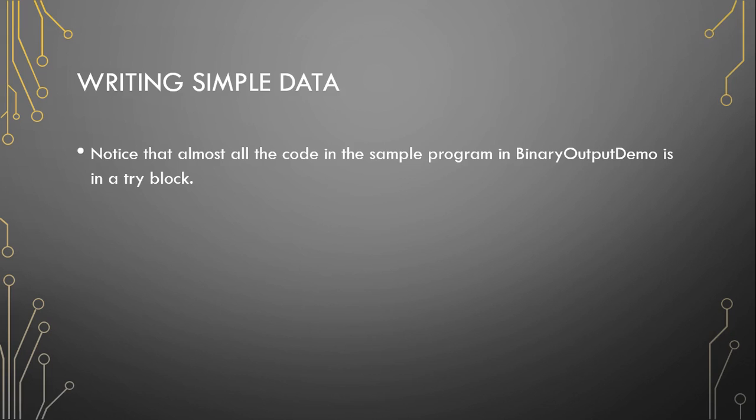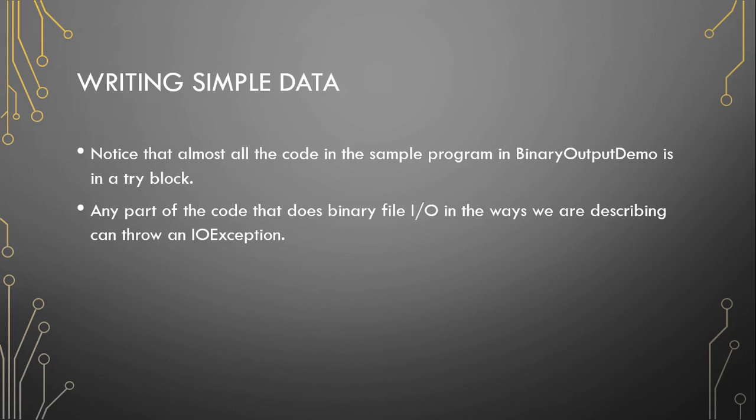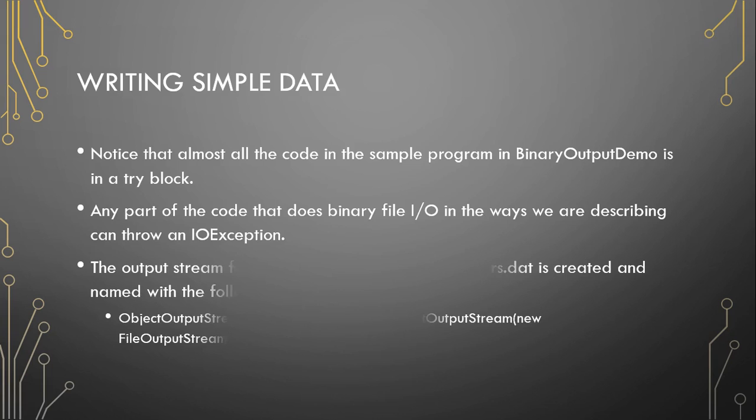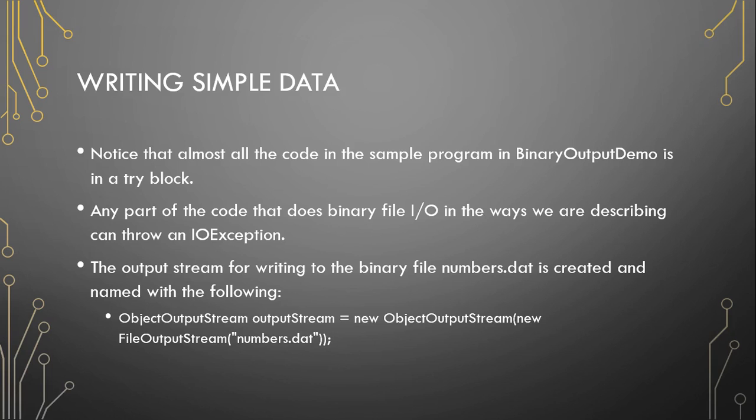So one thing you'll notice is that almost all the code in our binary output demo is within a try block. Any part of the code that does binary file I/O in the ways we are describing can technically throw an I/O exception, so we need to make sure that we're handling that. Now, the output stream for writing to a binary file numbers.dat is created and named with the following: ObjectOutputStream = new ObjectOutputStream(new FileOutputStream("numbers.dat")). So that one line of code right there is what is responsible for ultimately writing that binary file.